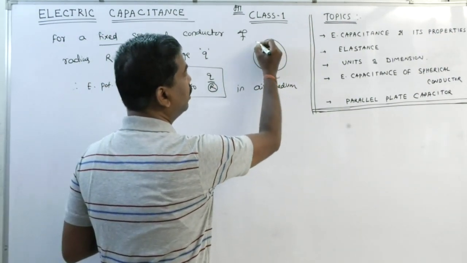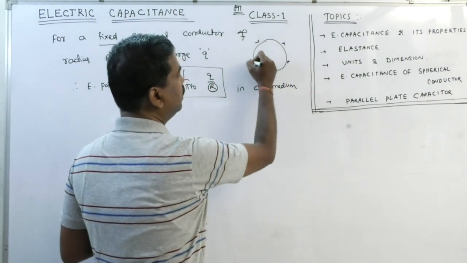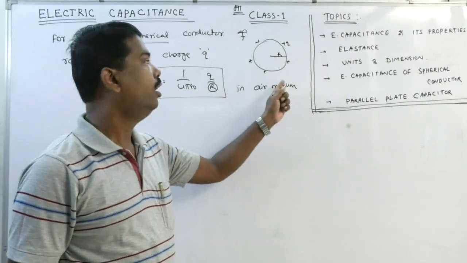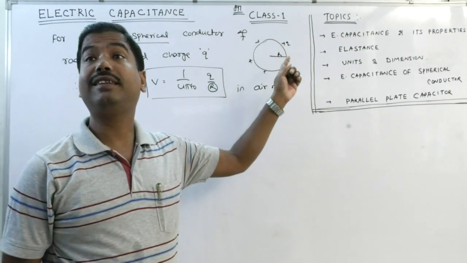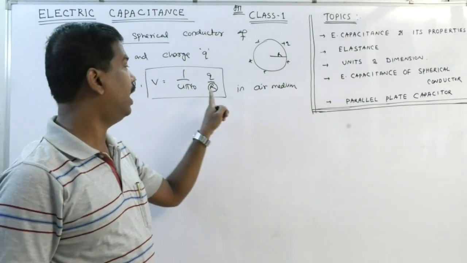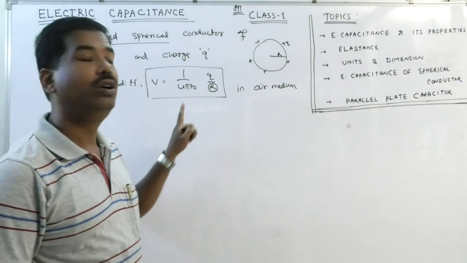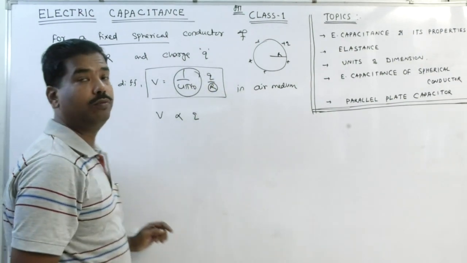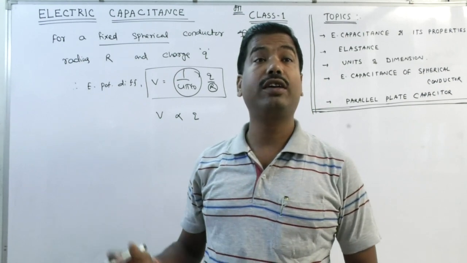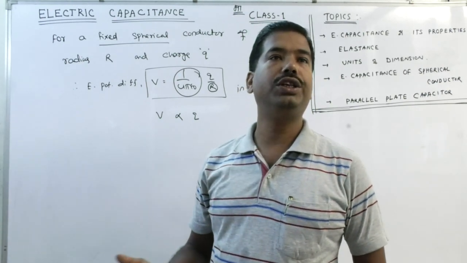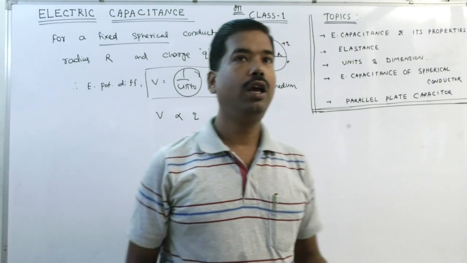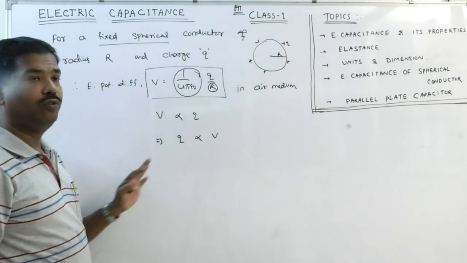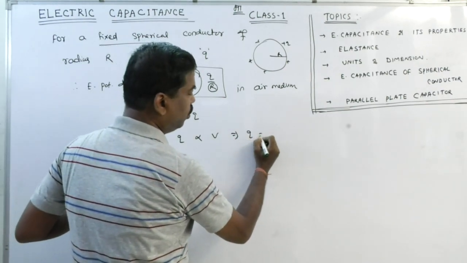Let us imagine a spherical conductor, let the charge be plus Q and the radius R. Clear? As the size of the conductor is fixed, R is constant, and the medium is also constant. So we conclude that V is directly proportional to Q. It means whenever the amount of charge on the conductor goes on increasing, the potential also increases. So Q is also proportional to V, or Q is equal to CV.